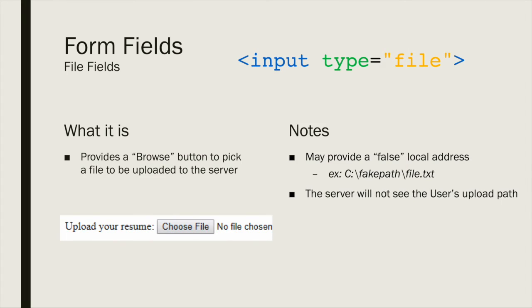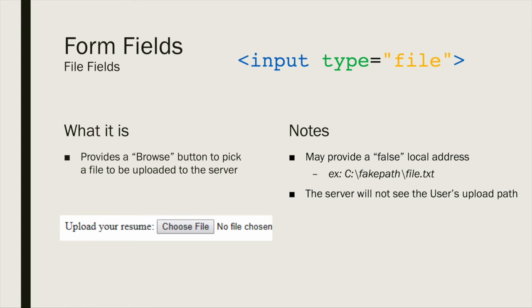Next are file fields. This provides a browse button to pick a file to be uploaded up to the server. This does have a little different specification when it comes to the form handlers, but again, that's not for this class. Keep in mind that when you're actually working with file inputs, this may provide a false local address. For example, just say you're on Windows, fakepath/file.txt.